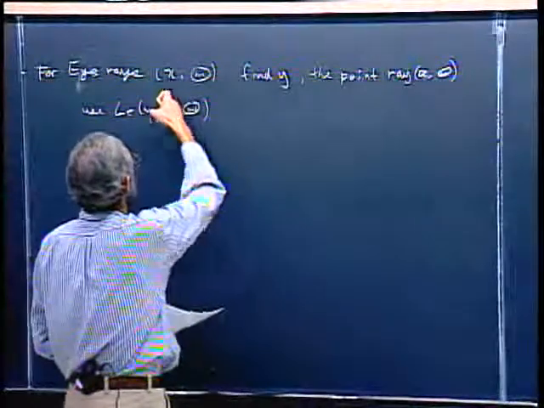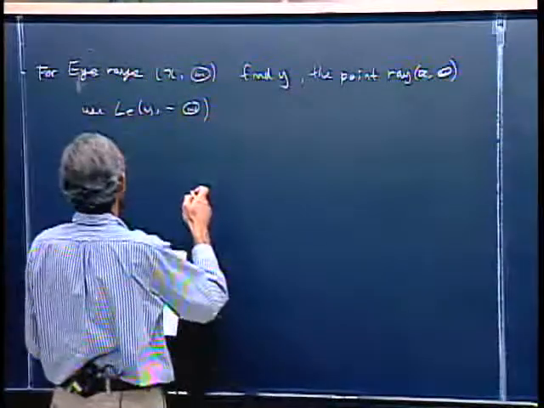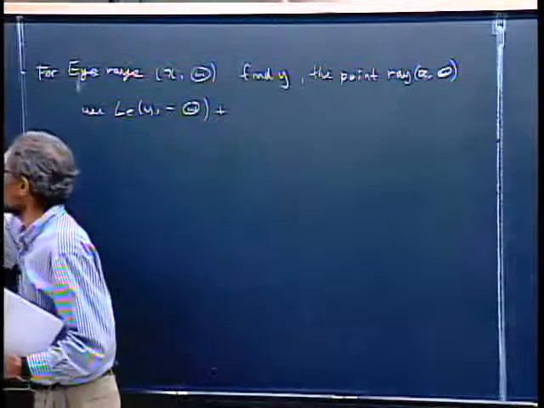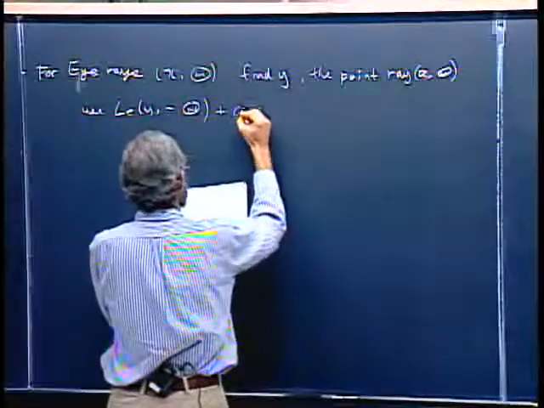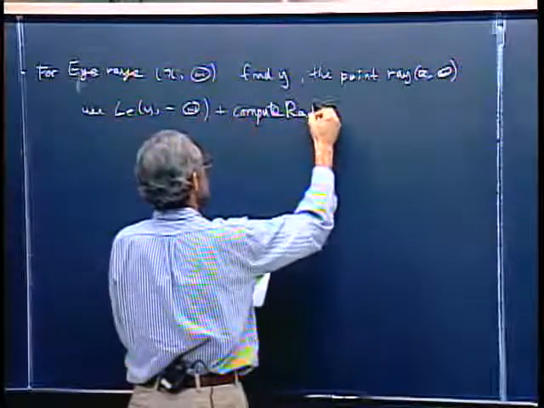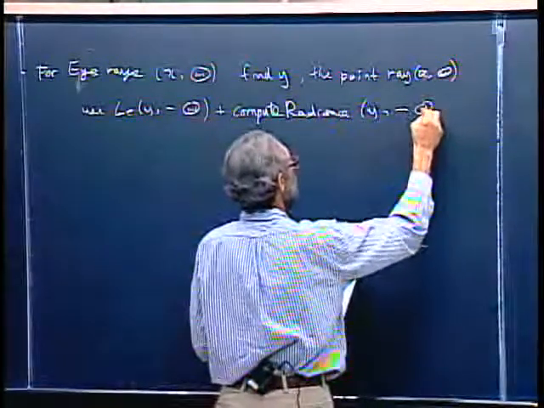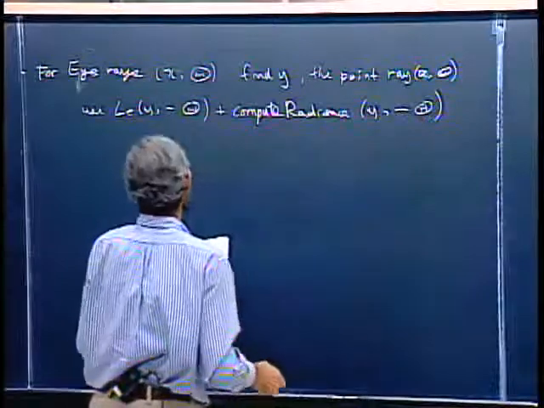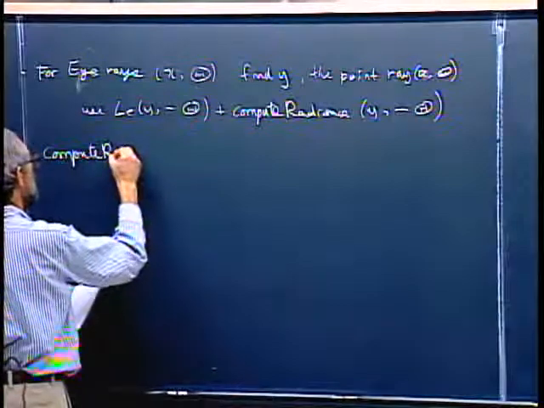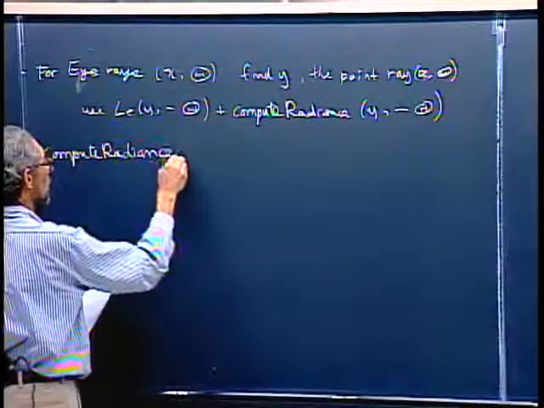In fact, in the book, this is described as the I instead of X, right? Because there we have to add on something that will get all the rest of these terms. And that's something called compute radiance. So what I'm going to give now is the code for compute radiance. And that's going to have a recursive component and a direct component.